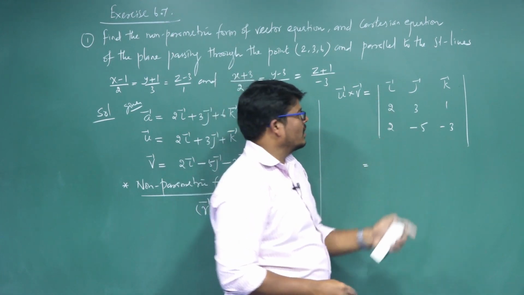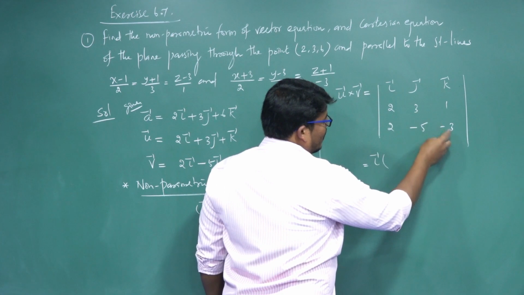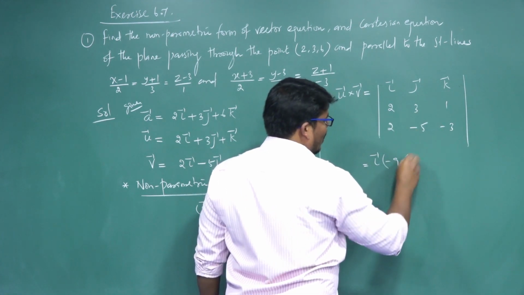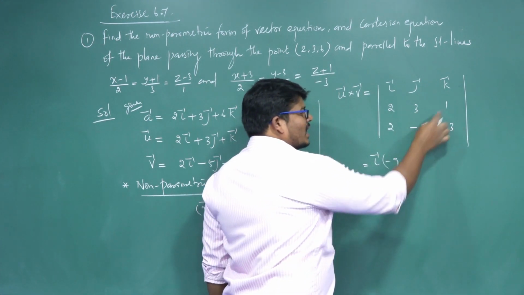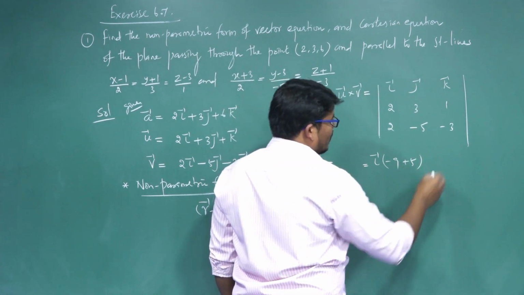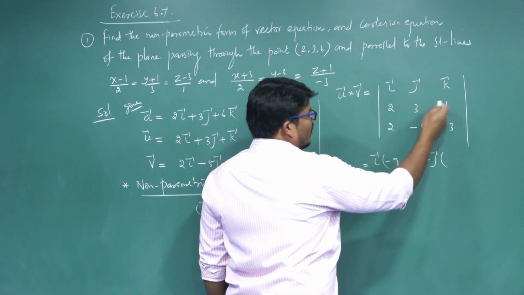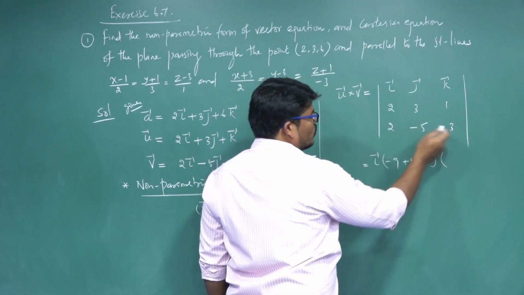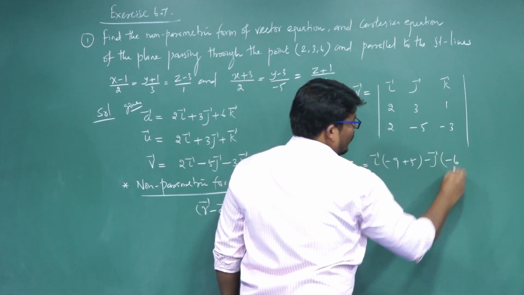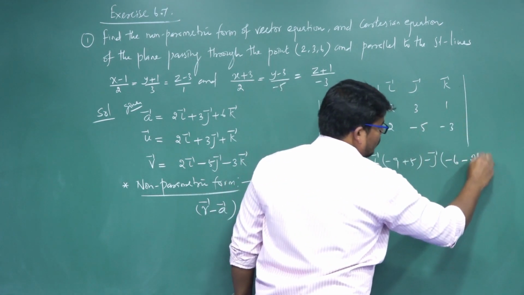Now expanding the determinant. The i vector into 3 into minus 3, minus 9. Then minus 5 into 1, minus 5, so that is minus 9 plus 5. Next, taking the element j, minus j vector into the minor 2, 1, 2, minus 3. 2 into minus 3 is minus 6, and 2 ones are 2, so minus 6 minus 2.